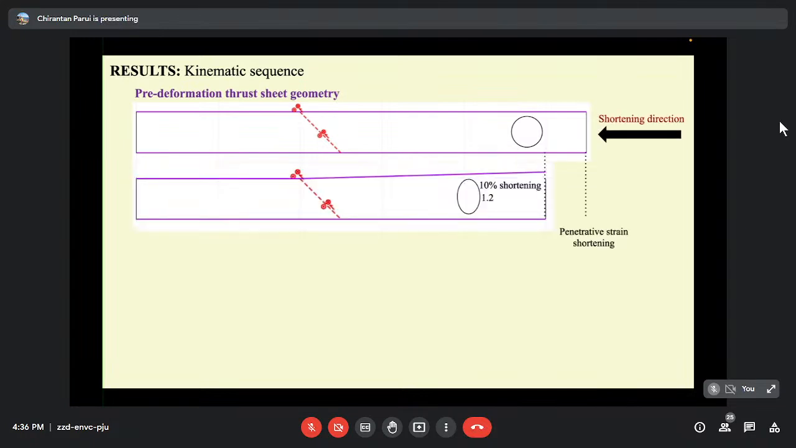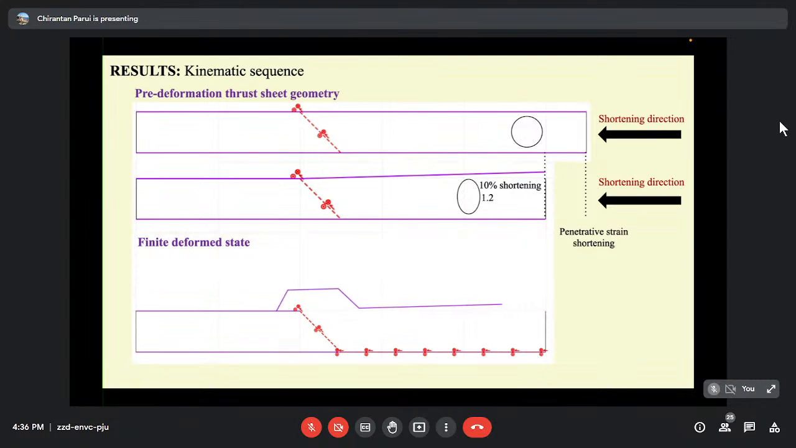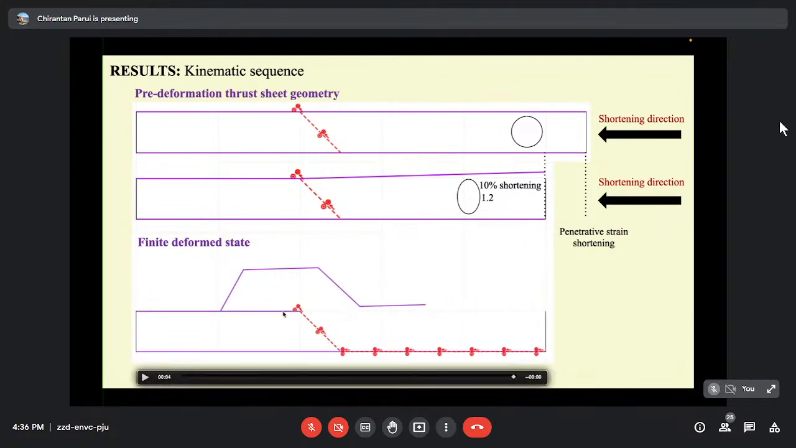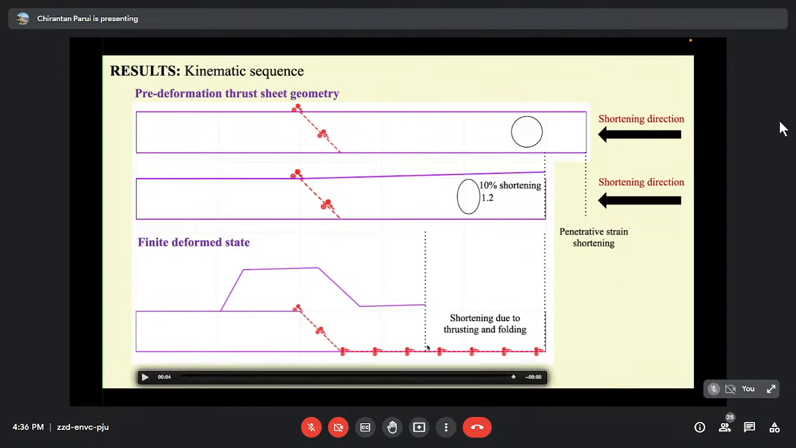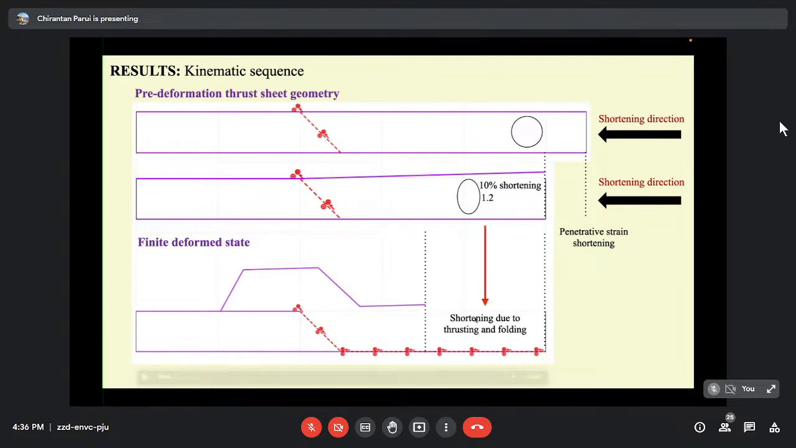With shortening, penetrative strain formed first, and with progressive shortening, there is folding and thrusting. At the time of thrusting, the deformation gets localized within the shear zone, and this is how I see rocks in the finite deformed state in the Sikkim Himalaya. I have already accounted for this shortening as we have discussed so far.